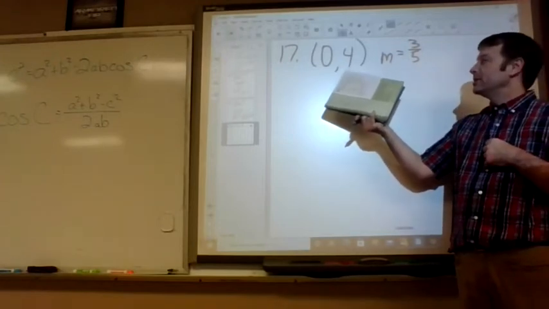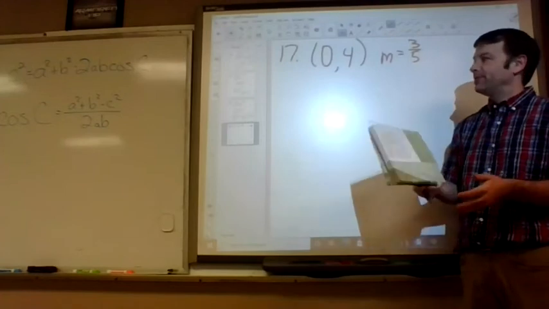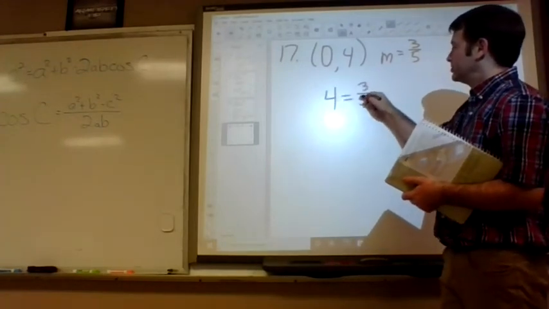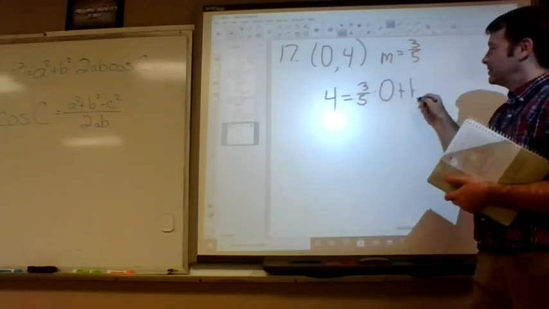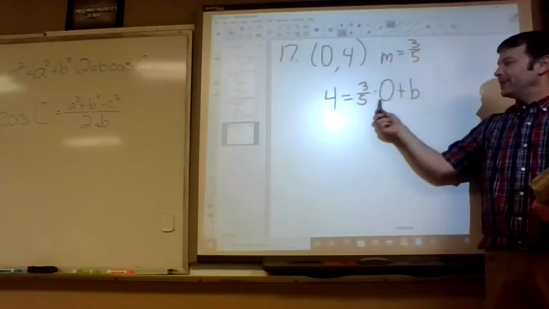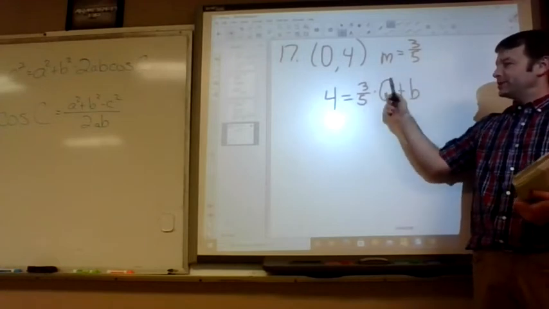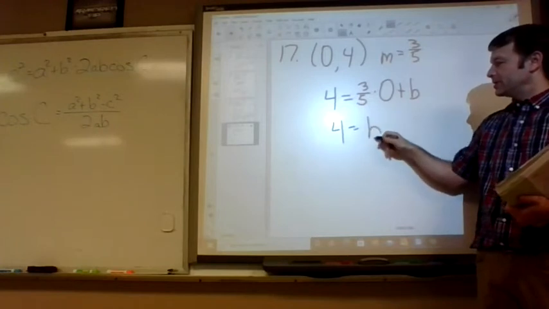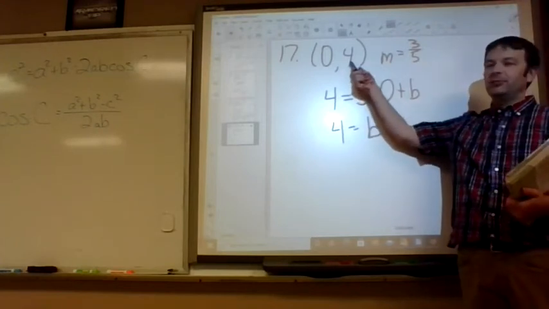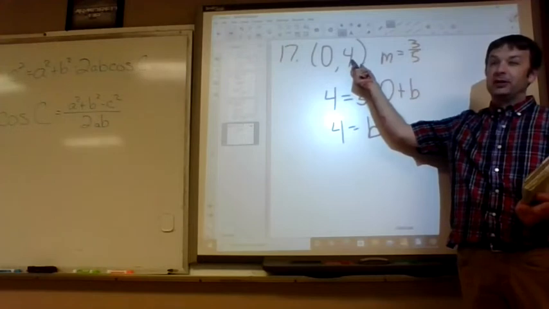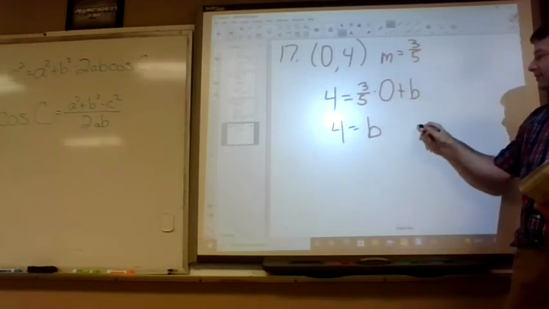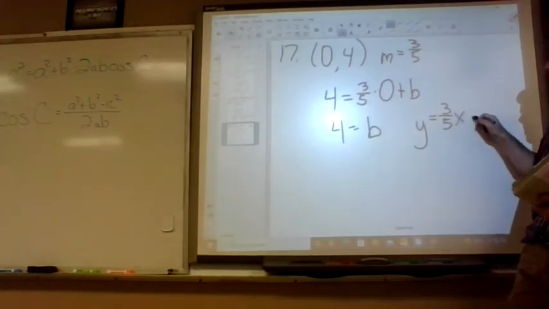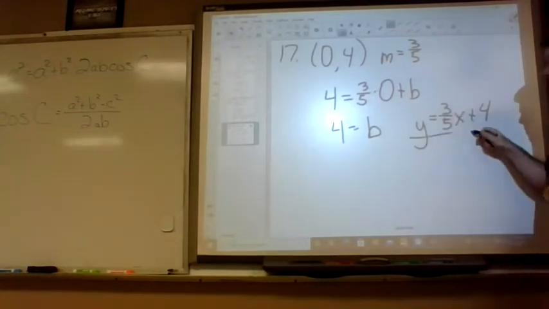It's like number 1. So we could do the same thing as before. We could do the normal stuff like plug the numbers in, but 3/5 times 0 is 0 plus b is b. So b is 4. Either way you do it, the y-intercept is 4 and the slope is 3/5. So this one's kind of an easy one. Slope is 3/5. Y-intercept is 4.